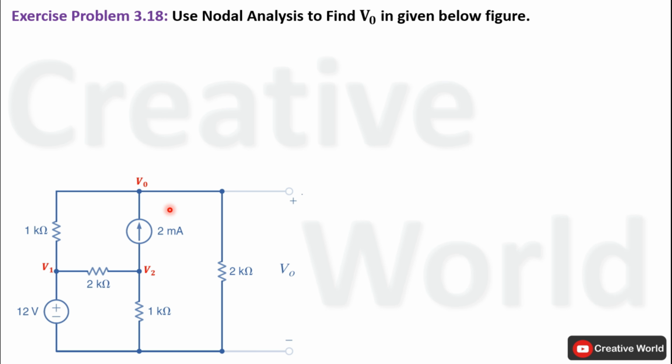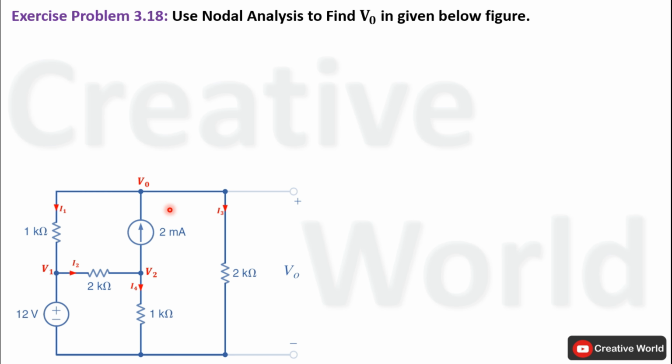In the third step, we have to assume all unknown branch currents along with their directions. Now we will apply Kirchhoff's current law one by one on these three nodes to find their node voltage equations. If we observe this node, there is a voltage source connected. The negative of the voltage source is grounded or connected to the reference node, while the positive of the voltage source is connected to this node 1. So we can say that whatever the value of this voltage source will be, the same voltage will be appearing on this node as well. So from this point we can conclude that the value of V1 will be equal to 12 volt.